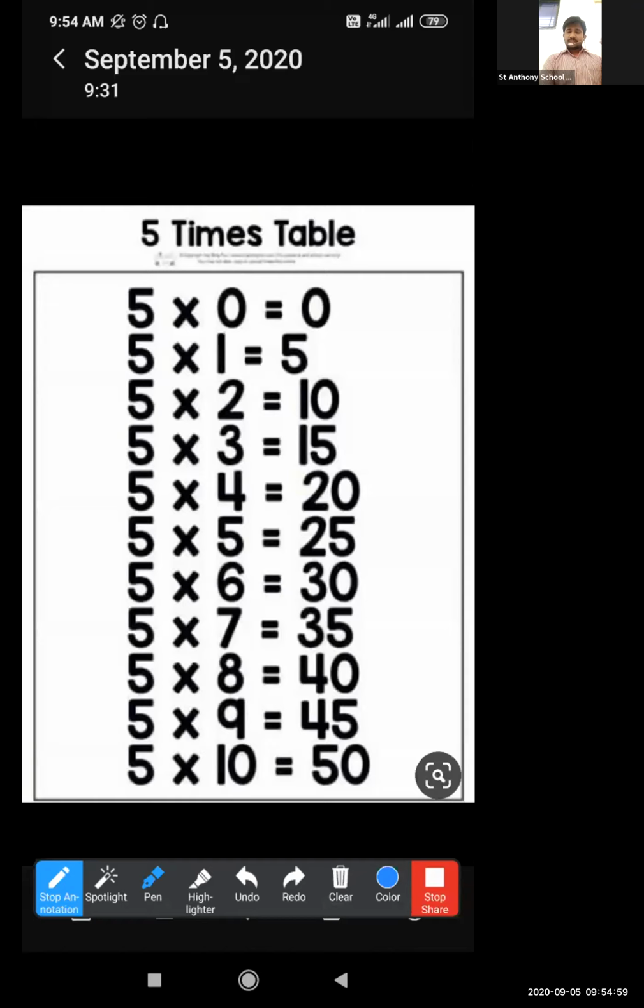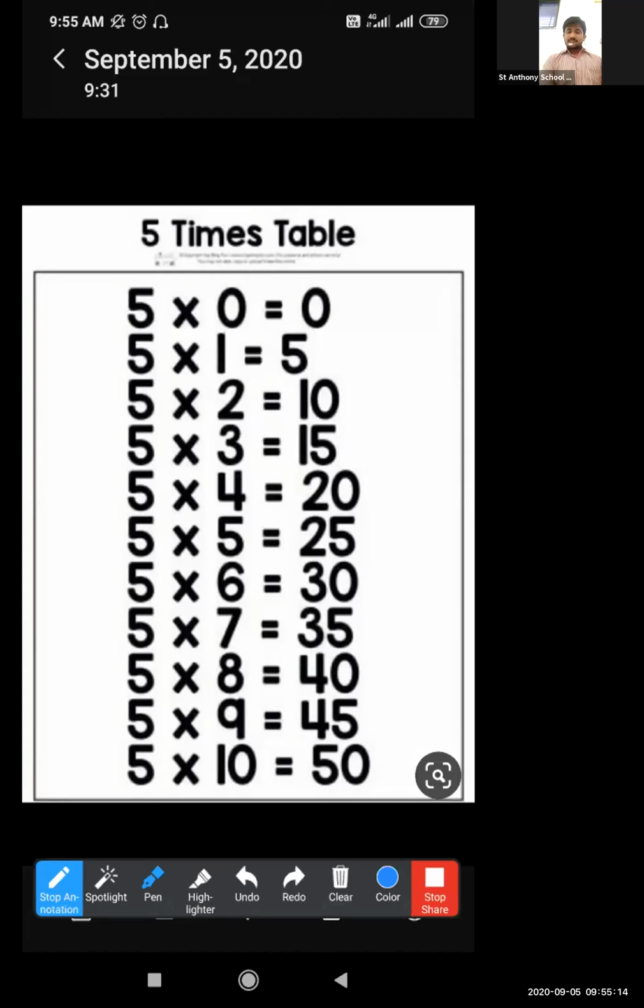5 multiplied by 8. Add 5, how many times? It's 8 times. Add 5 eight times. Then what answer will you get? The answer will be 40.